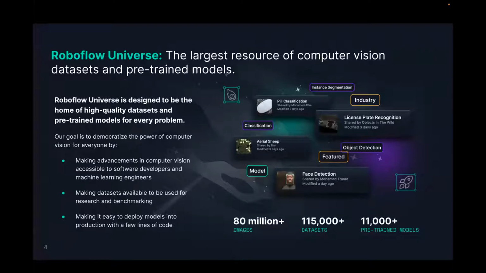We have over 80 million images in Roboflow Universe, 115,000 plus datasets, and over 11,000 pre-trained models. This is just an open community where people go in and share their projects and datasets, and other people can then use them, fine-tune them further for their use case if they want, or use them as is and add them into their application. So as I said, two entities: the core app and the Roboflow Universe piece. We're really helping democratize computer vision across the board.